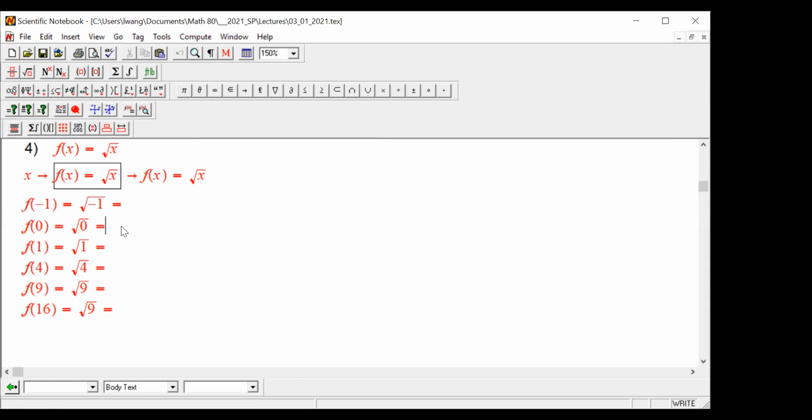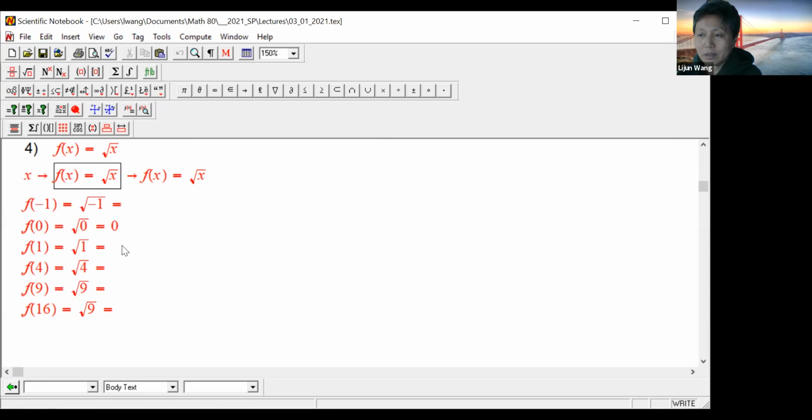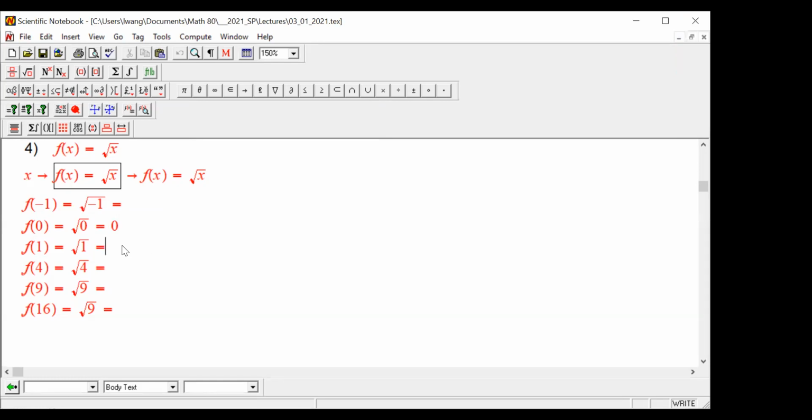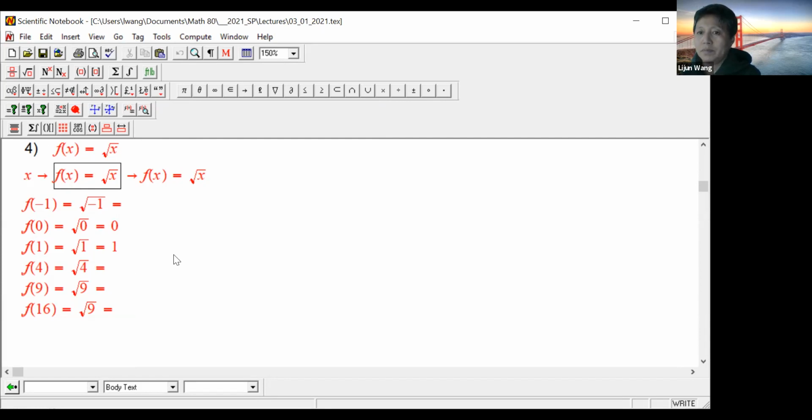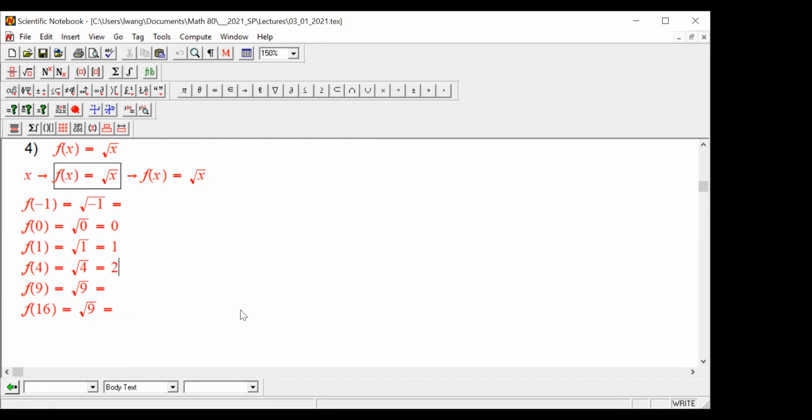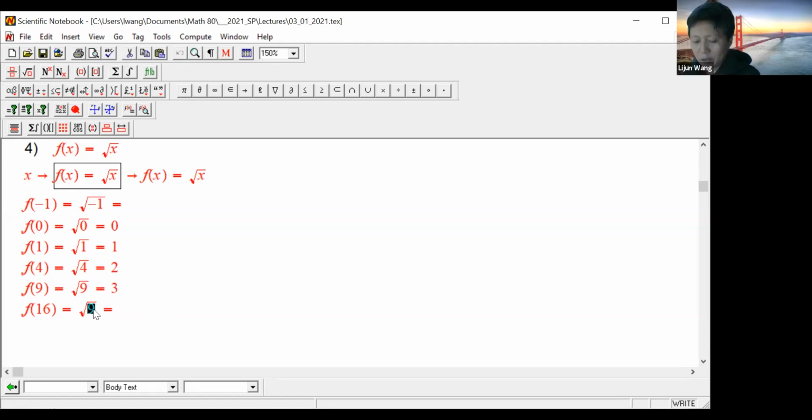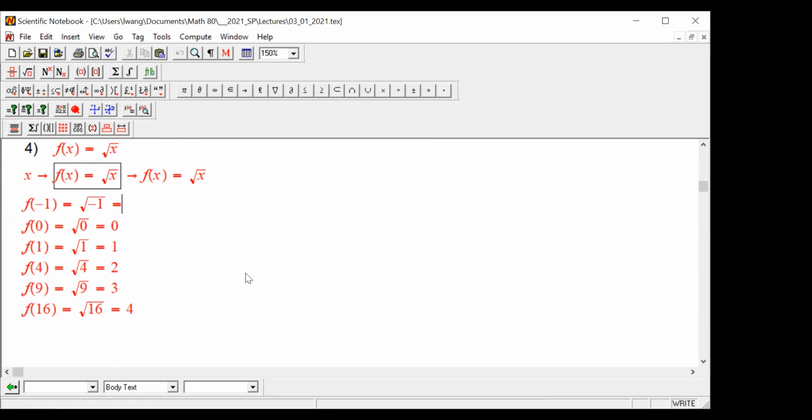0. Very good. What's the root of 1? 1. And what's the root of 4? 2. Root of 9? 3. Perfect. I'm sorry, I made a typo here. That's 16. 4. Wonderful. How about the root of -1? Is it -1? No. What is the root of -1?